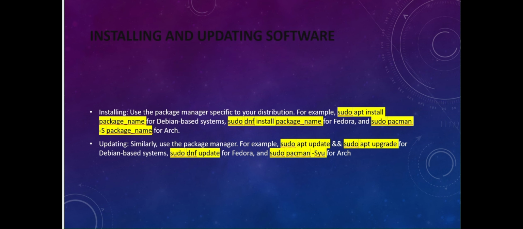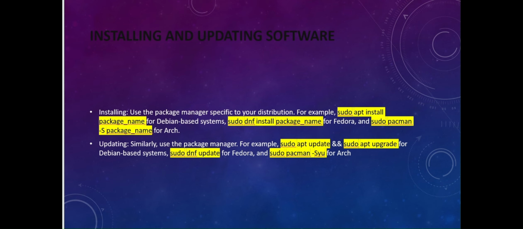For installing and updating software, you must use your package manager specific to your distribution, and that is what we're going to be talking about right now. For example, sudo apt install package_name for Debian-based systems, as well as sudo dnf install package_name for Fedora. Also, sudo pacman -S package_name is for Arch.